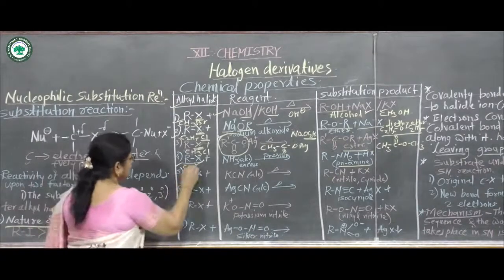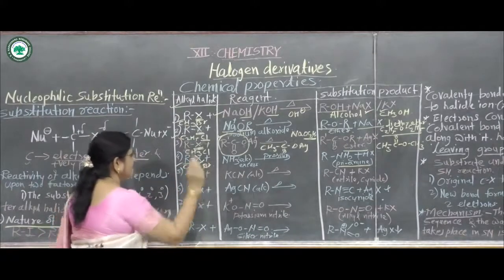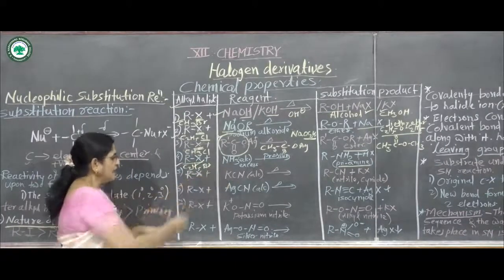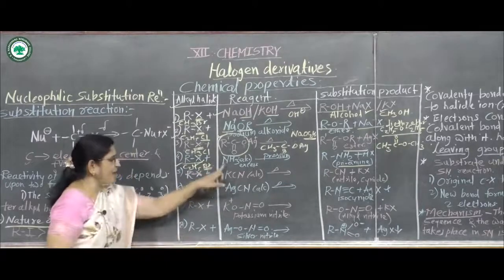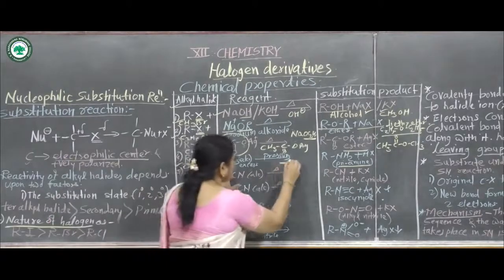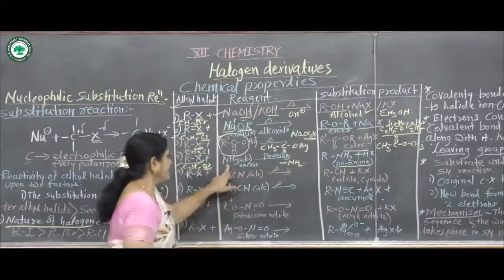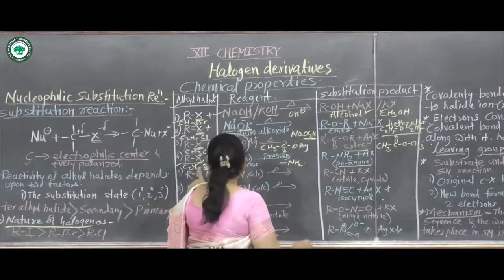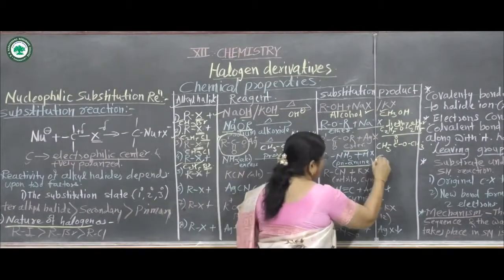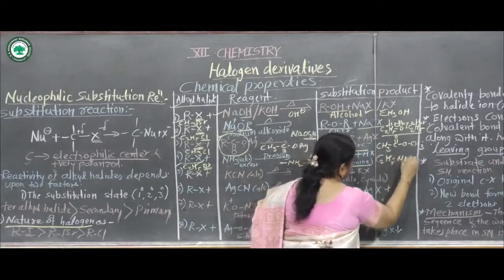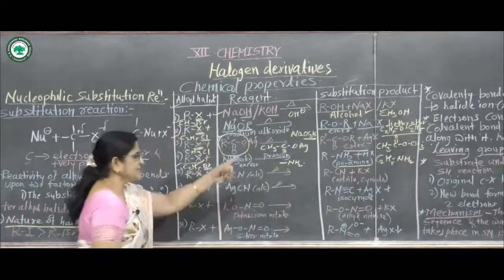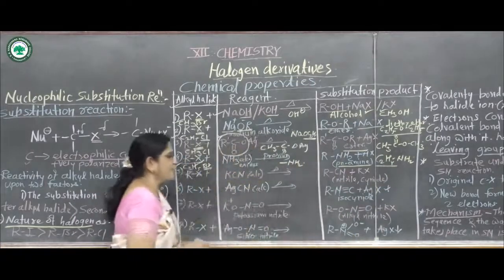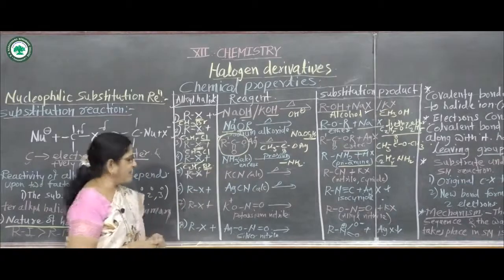Again suppose here C2H5Br, ethyl bromide. If it reacts with ammonia, NH3, here this bromine atom gets replaced by the NH2 group, the nucleophile, and which product does it give? That means C2H5NH2. The name of this amine is ethyl amine. The name of the C2H5 group is ethyl. Hence the name of this product is ethyl amine.